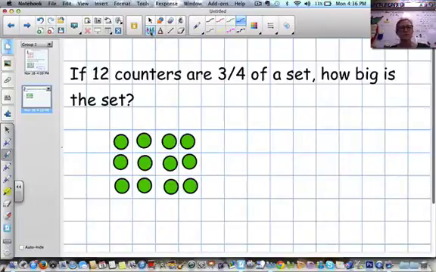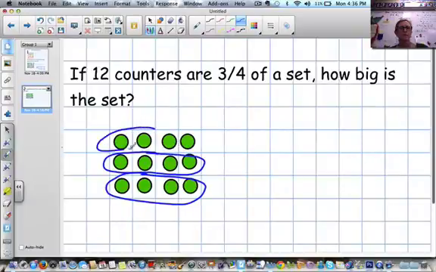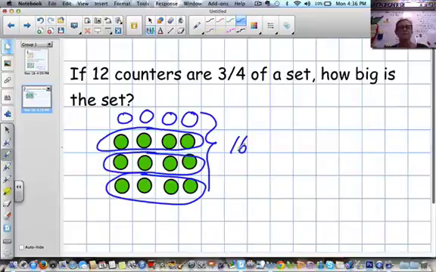So the first thing I'm going to do is look at this and go, okay, if this is 3/4, then I've got to find 3 groups. So 3 equal groups, this time would be right here. And now I'm going to ask myself, well, how many were in each group? And it would be 4. So if I just added one more set of 4, that should give me 4/4, or the whole set. And that would be 4 times 4. If I counted them all up, that's going to equal 16.